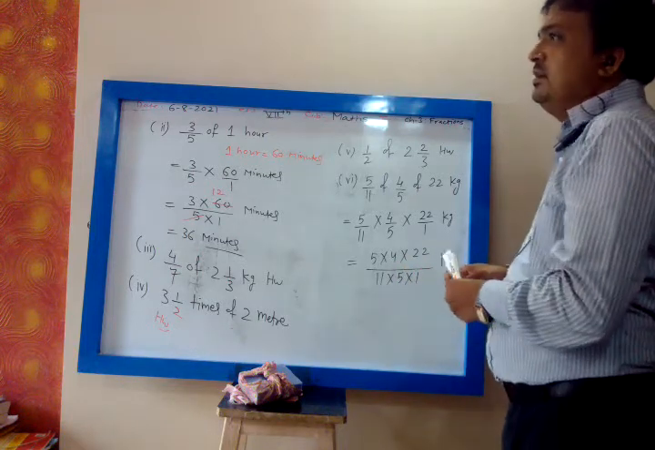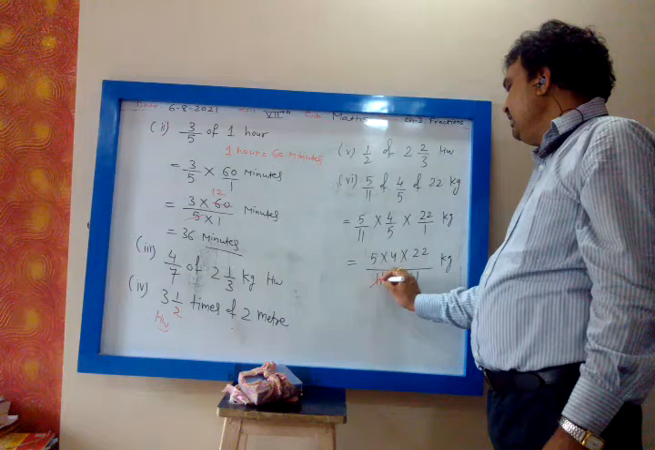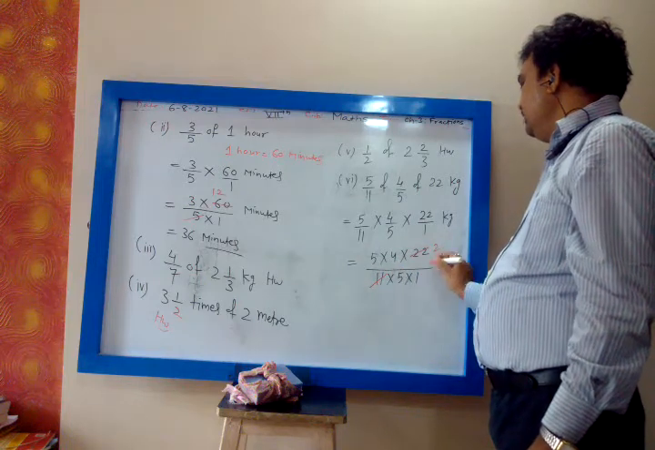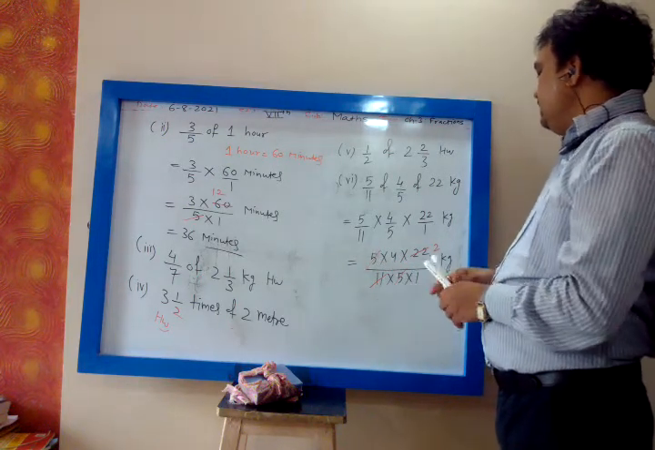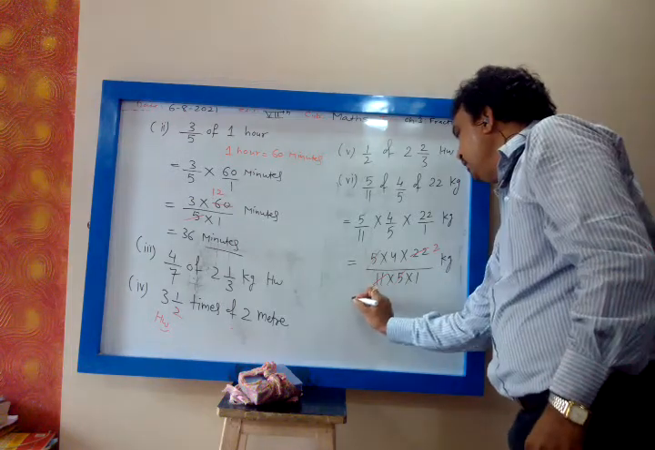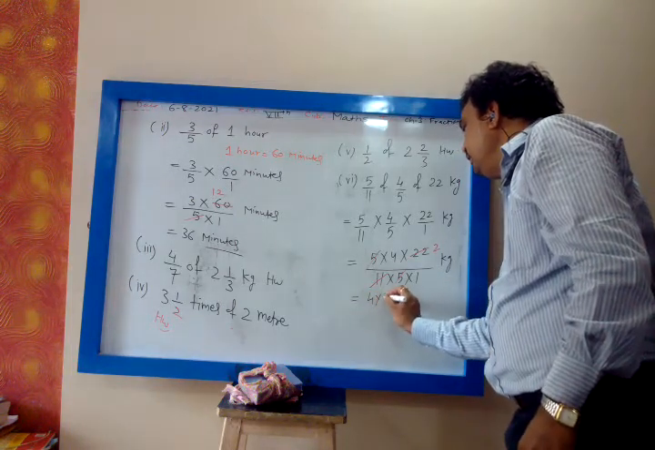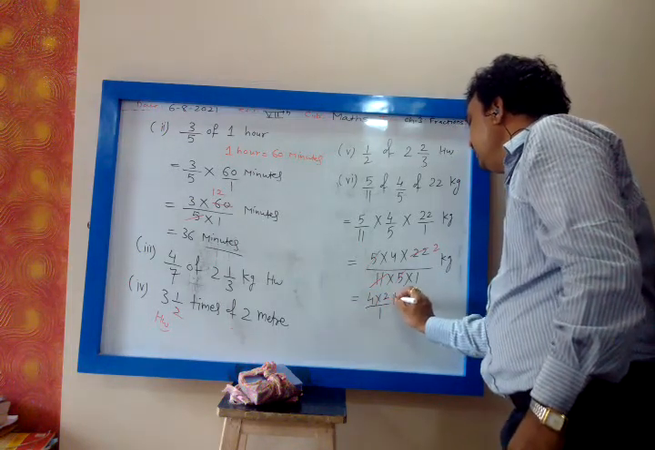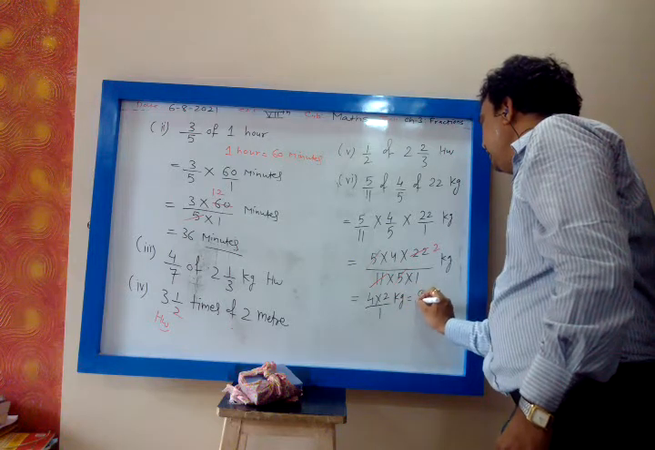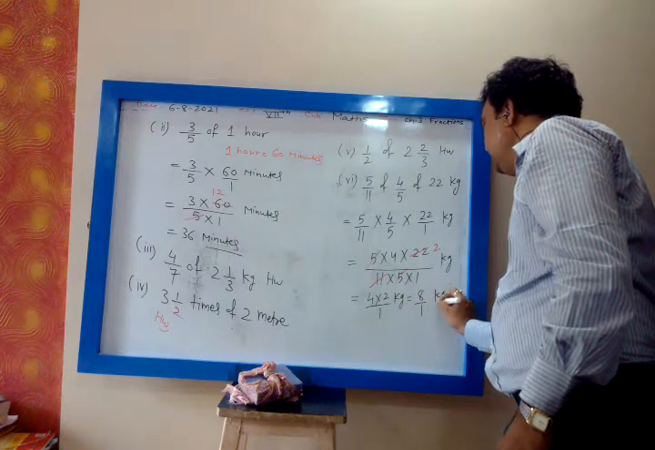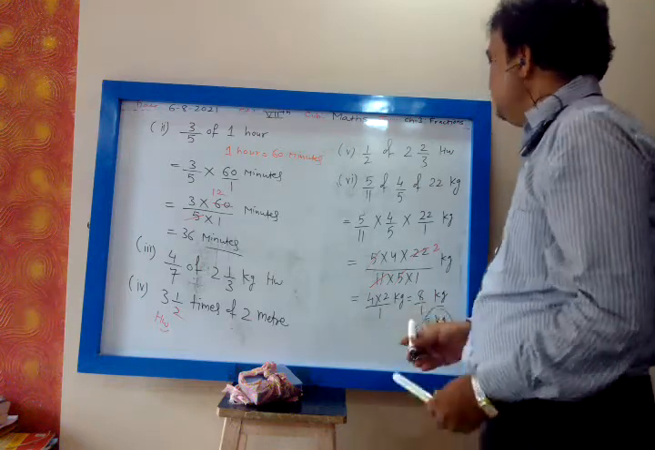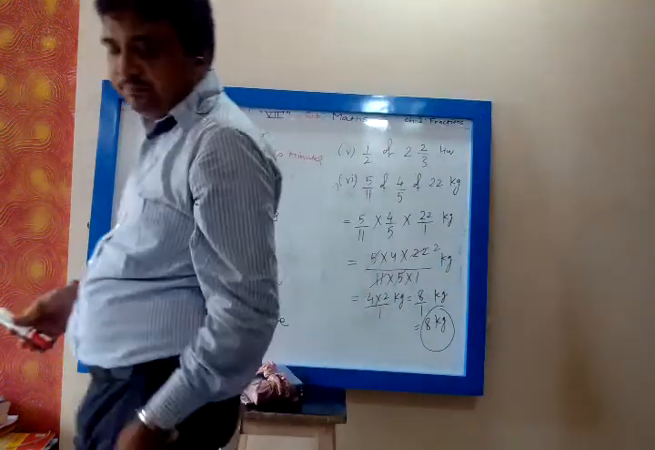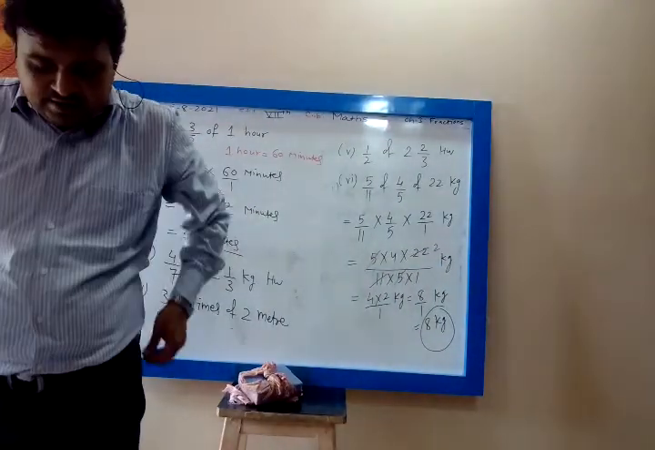Let us cancel the terms of numerator and denominator. 11 2s are 22. 5 gets cancelled. The answer is 4 into 2 upon 1 kg. That is 8 upon 1 kg, which is the same as 8 kg. So the final answer is 8 kg.